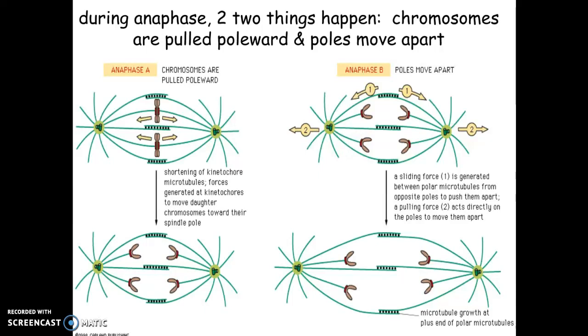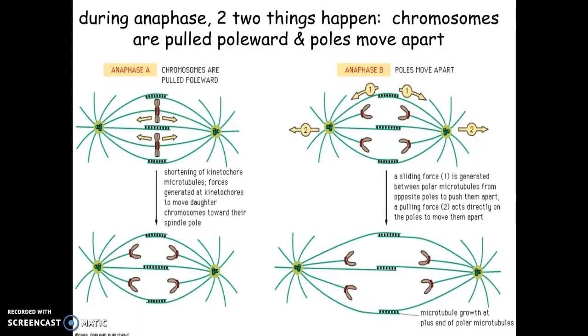So it's really important to understand that in anaphase A, we have the shortening of the kinetochore microtubules, creating a force on the sister chromatids, and then during anaphase B, we have the movement away from each other of the centrioles due to the actions of the kinesins on the overlapping polar microtubules and the direct pull on the poles by the dyneins on the non-associated microtubules.